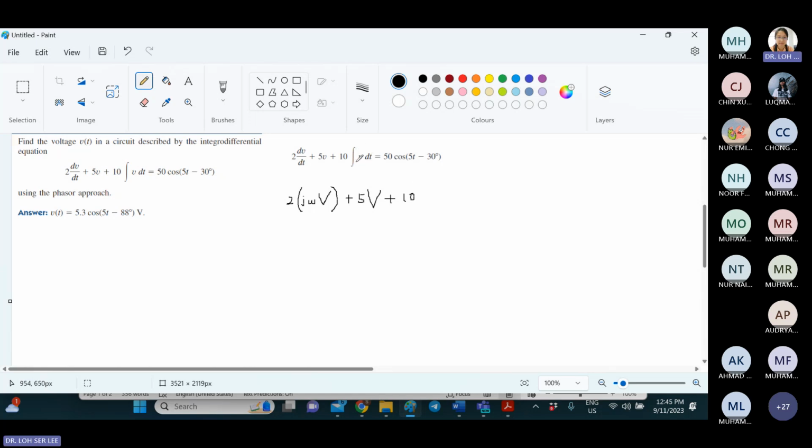Integration, so we have capital V over j omega. Then this is cosine function. We don't have to change anything. So we proceed to get the Vm, and the phi is negative 30. Okay, negative 30. And we know that the omega is 5.